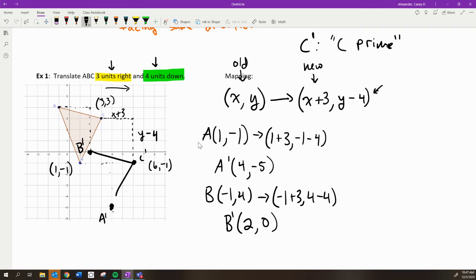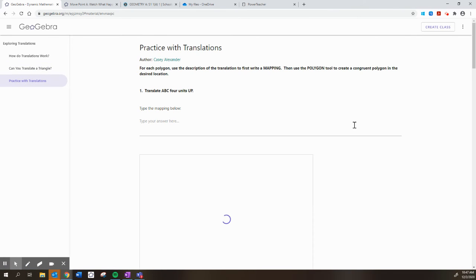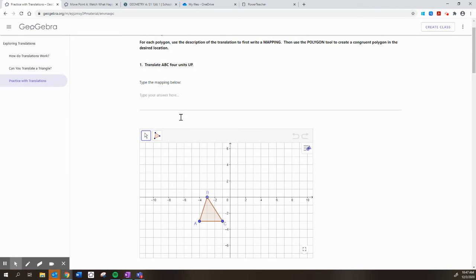And then if you just connect those 3 corners, you get your translated triangle in the coordinate plane. In the old days, this is what we would have done. We would have just had a worksheet, and you would have sort of been counting to figure out where the new corners are. But because we're in the new days of distance learning, we did it in GeoGebra instead. And so I'll just do one of these examples, and then I'll leave the rest for you to figure out.